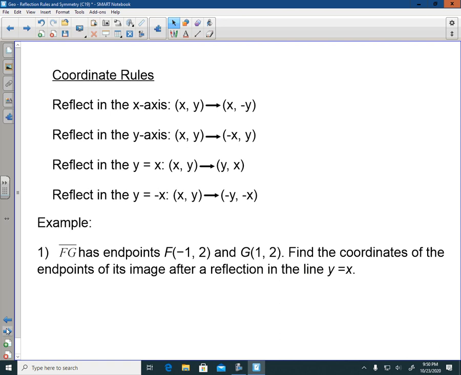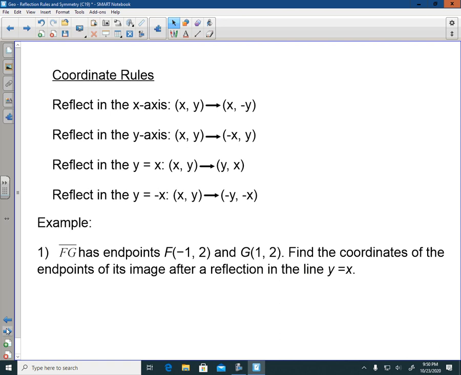So if you're going to reflect in the x-axis, you're going to take every point and you're going to turn the y to its opposite value. If it was positive, it'll be negative. If it was negative, it'll be positive. If you're going to reflect in the y-axis, you're going to take each point and turn the x to its opposite. And those are nice rules, but you don't need them all the time because oftentimes you can just count to the x and the y-axis since they're vertical and horizontal.